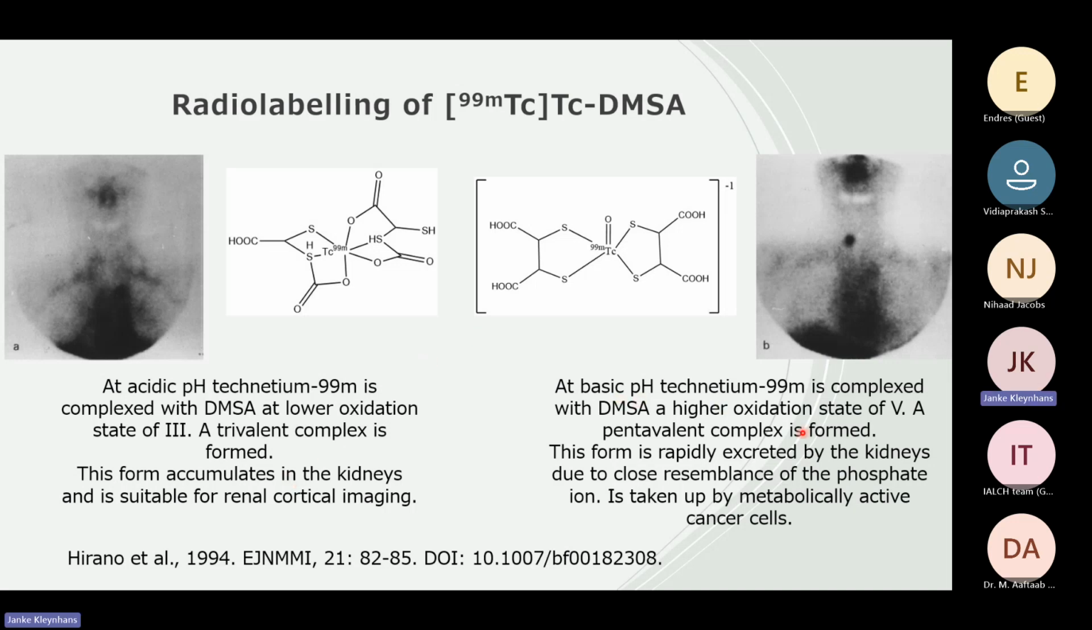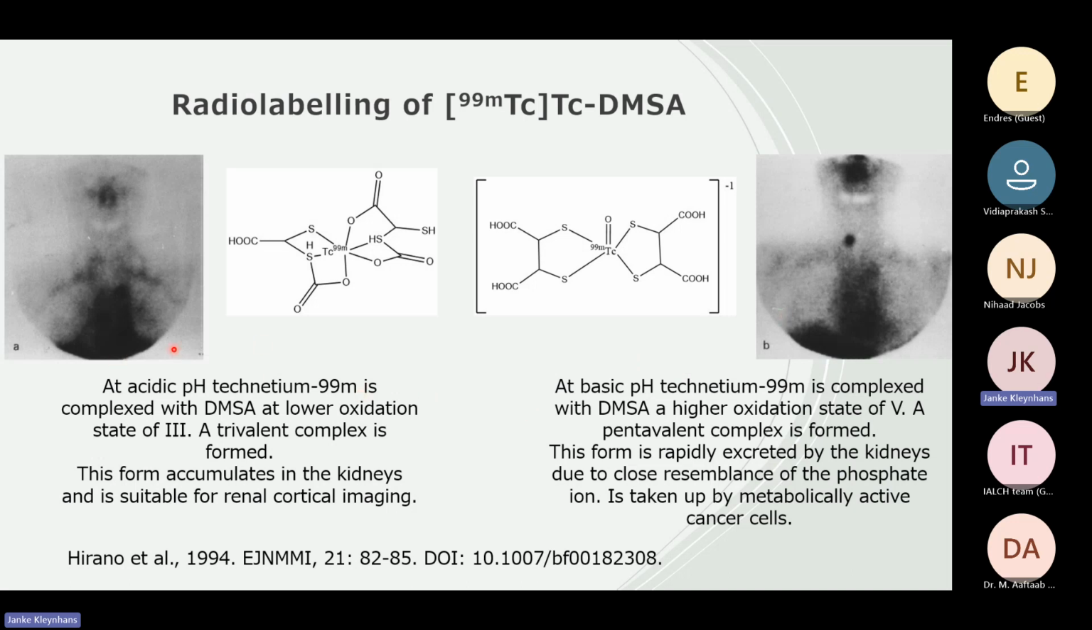The pentavalent technetium 99m complex of DMSA is rapidly excreted by the kidneys because it looks like a phosphate ion and it's taken up by metabolically active cancer cells. I've not seen this used in the clinic, but you can label it like this, and there are people still investigating it for cancer. So here is the exact same patient.